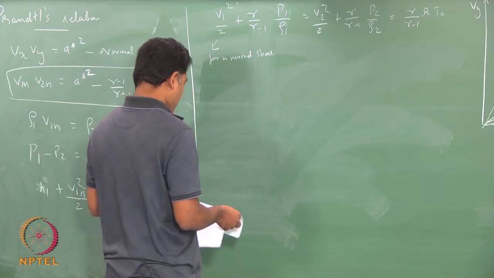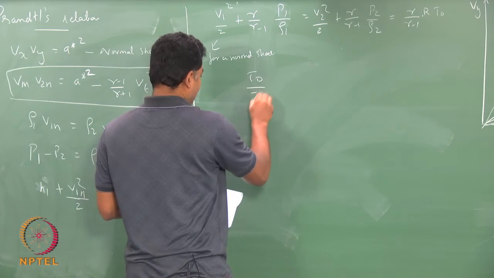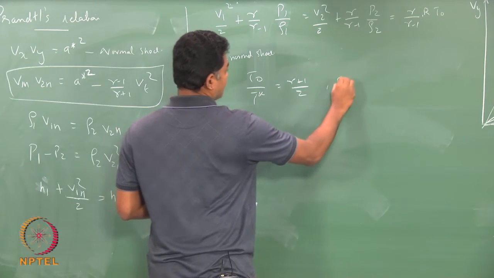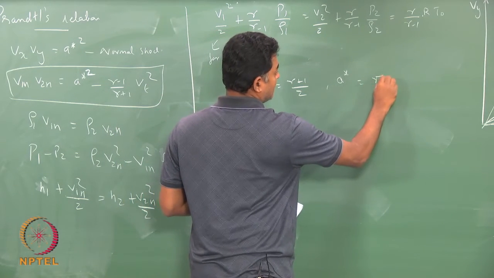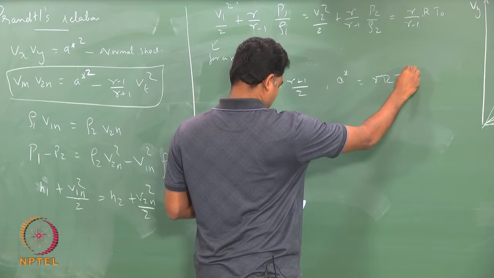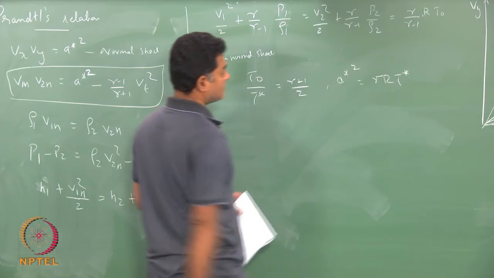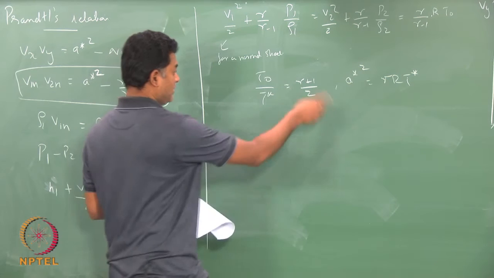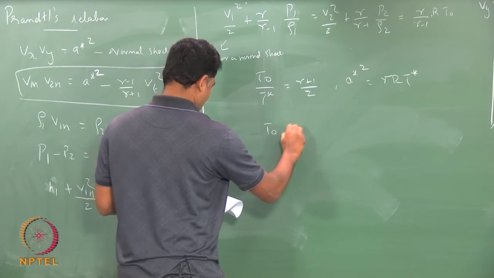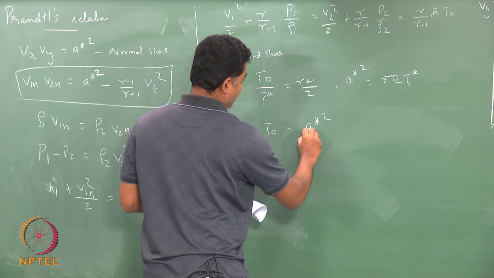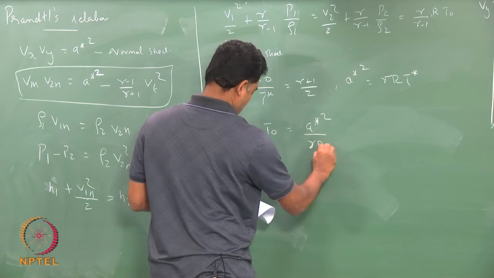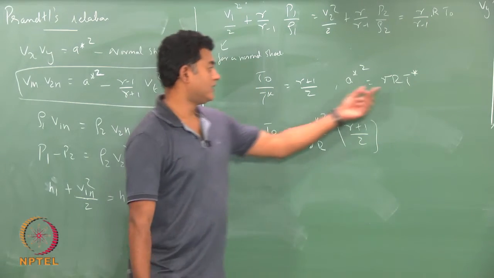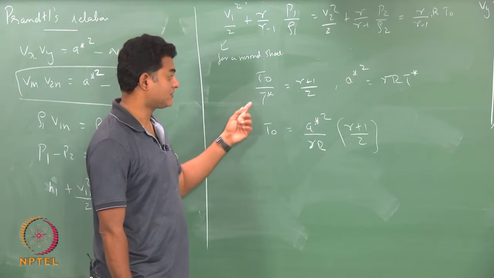Okay. So, which we also know T0 by T star is gamma plus 1 by 2, and your A star is nothing but gamma R T star. A star square is gamma R T star. So, I am going to use these two relations to get T0 as A star square by gamma R into gamma plus 1 by 2. I just converted T star in terms of stagnation temperature. That is all I have done here.